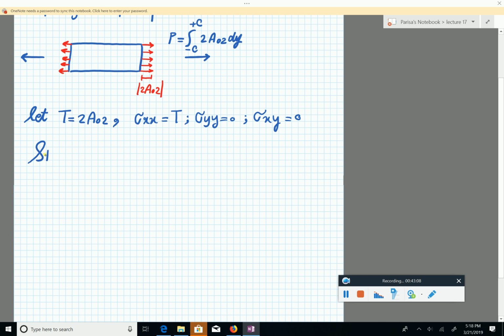So step 4 is find the strain solution. And let's use the plane stress formulation.